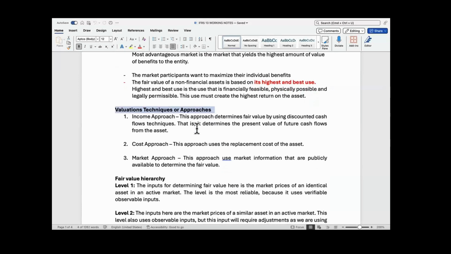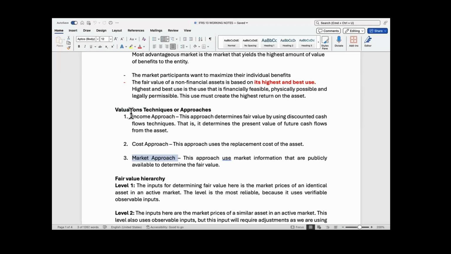And yeah, I told you last week that there are three of them. We have the income approach, we have the cost approach, and we have the market approach. The income approach uses the discounted cash flow method, meaning that we would estimate future cash flows on that asset or liability, then we discount them to present value. Then the value you get is the fair value using the income approach.